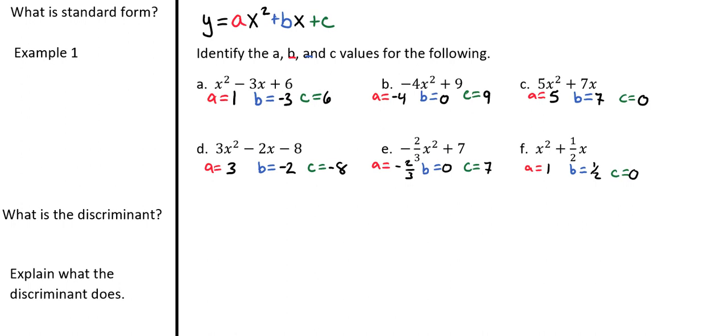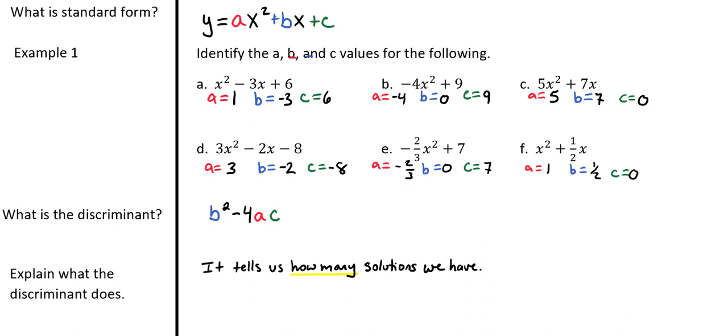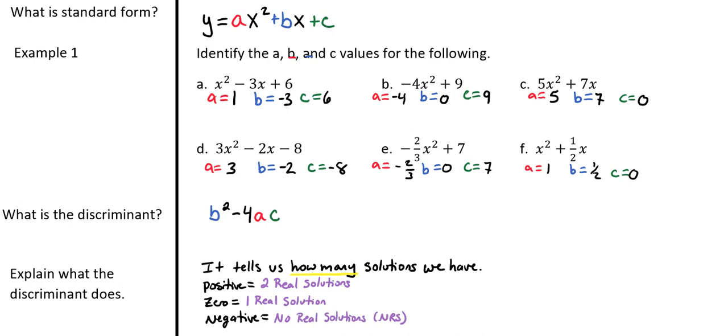So what exactly is the discriminant? Well, the discriminant is b squared minus 4ac. So what does that tell us? Well, it tells us how many solutions we're going to have. For example, if we calculate our b squared minus 4ac and the answer is positive, then we're going to have 2 real solutions. If the answer is a 0, then we'll have 1 real solution. And if the answer is negative, then we have no real solutions.